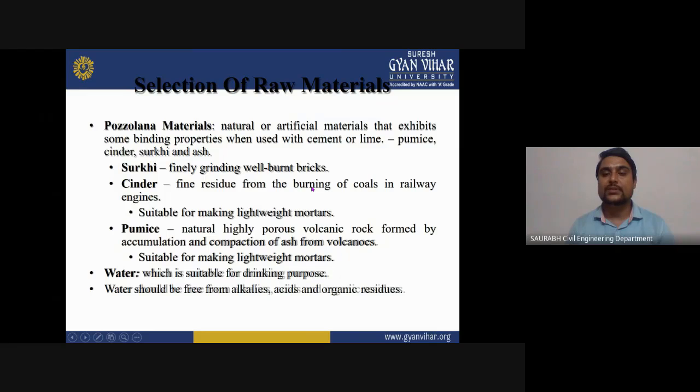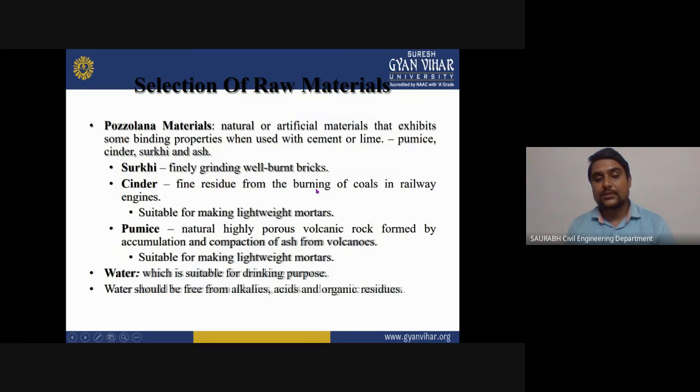As you know, a natural or artificial material that exhibits some binding properties when used with cement or lime: pumice, cinder, surkhi, and ash. Surkhi is finely ground burnt brick. Cinder is the fine residue from the burning of coal in railway engines, and it is suitable for making lightweight mortar. And what is pumice? It is a natural, highly porous volcanic rock formed by the accumulation and compaction of ash from volcanoes, and it is suitable for making lightweight mortar.